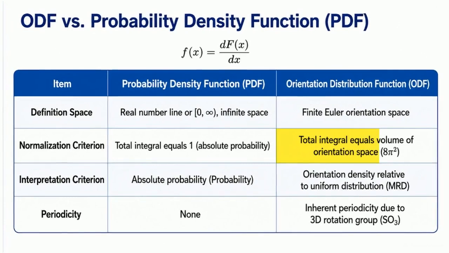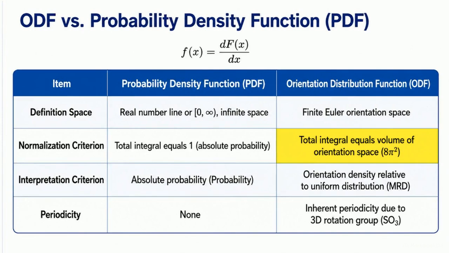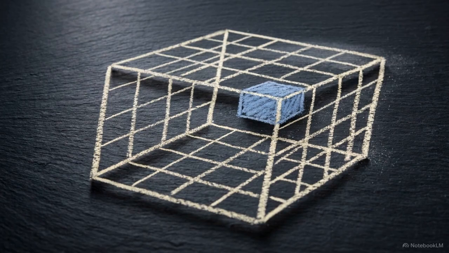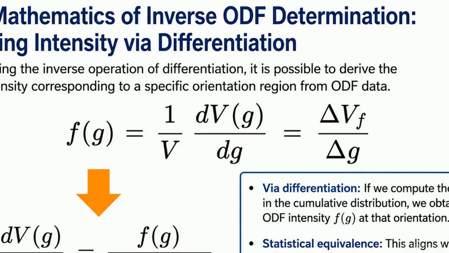Its normalization criterion relies on the specific volume of orientation space, and it accounts for inherent periodicity dictated by 3D rotation. This shifts the definition of ODF intensity toward a measurement of cumulative physical volume derived through differential calculus. This differential equation maps that derivation. ODF intensity is derived from the change in volume relative to an infinitesimal orientation neighborhood.